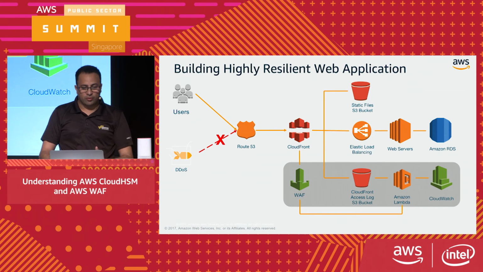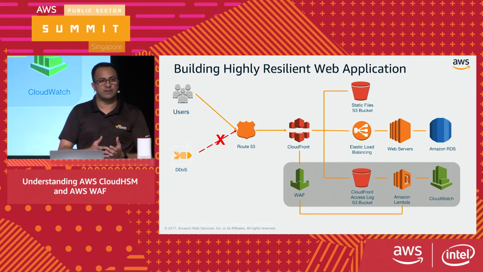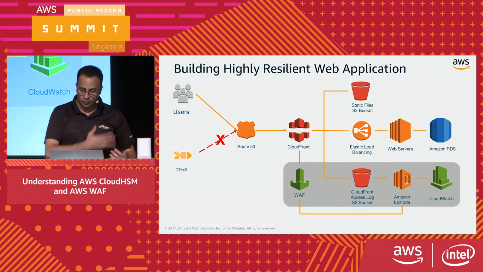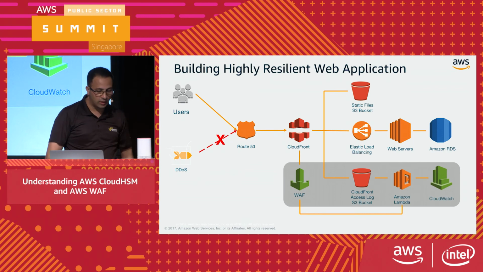So the architecture for DDoS protection is a defense in depth architecture. If you look at the architecture, the first thing that we have is Route 53.